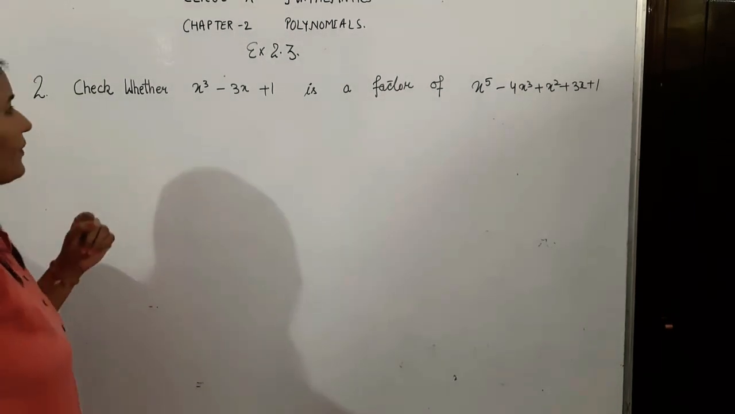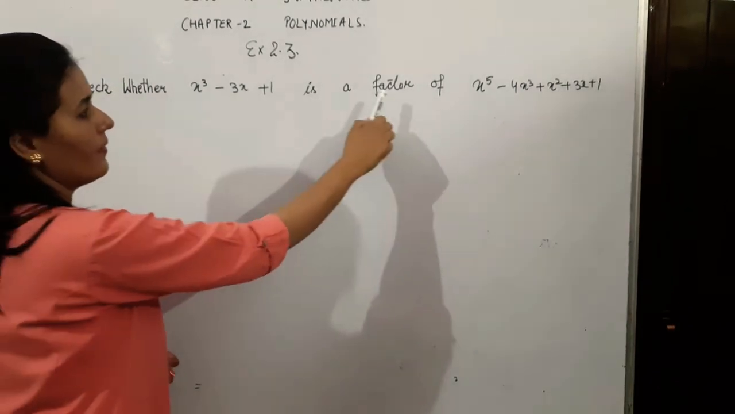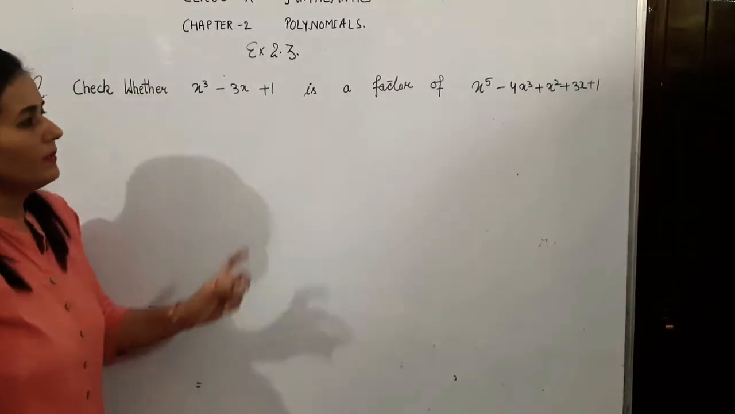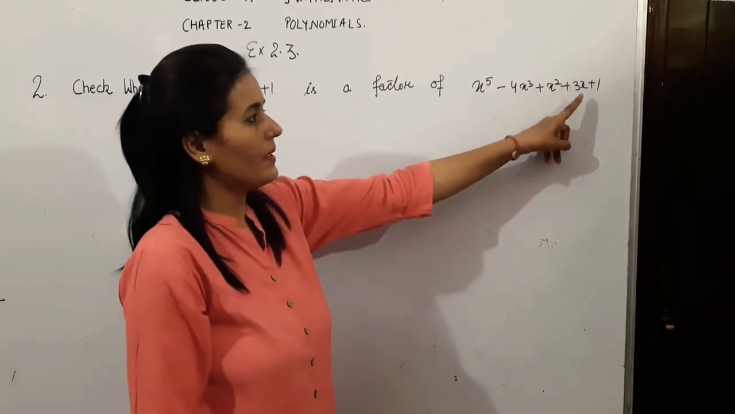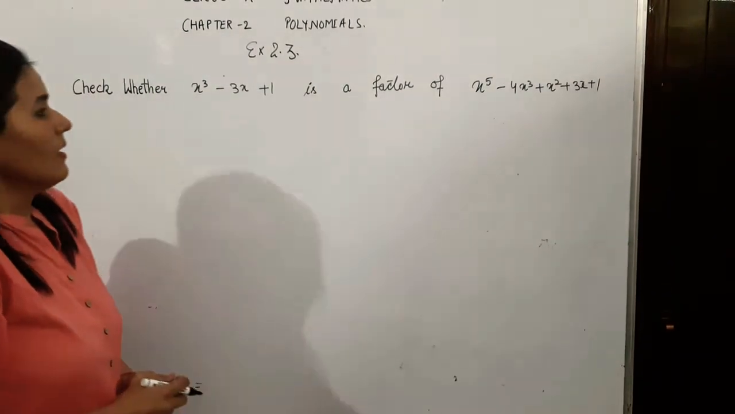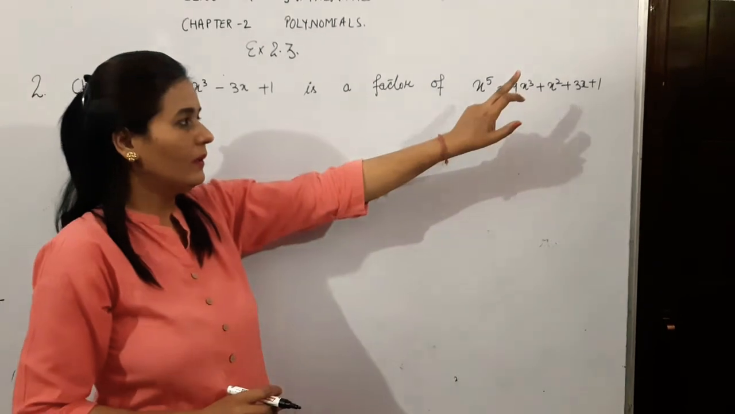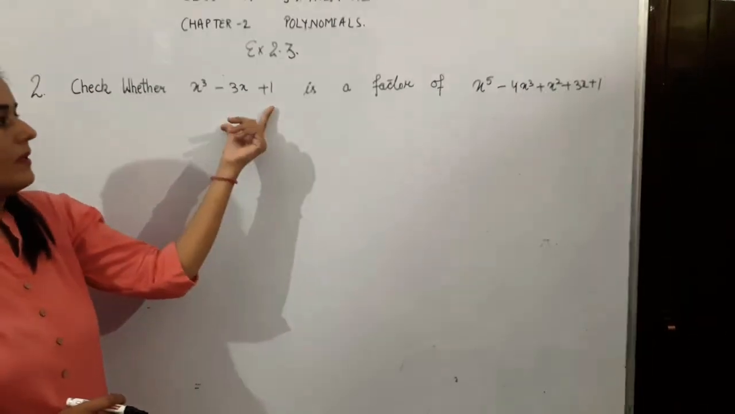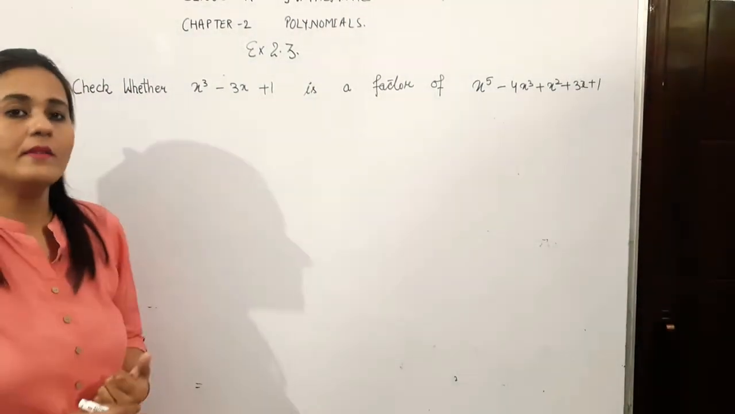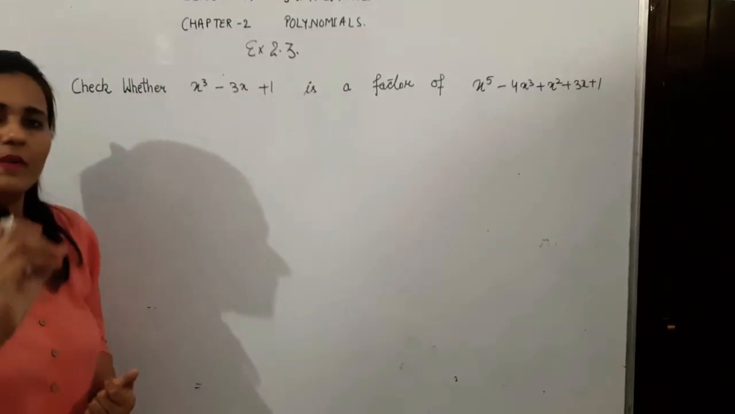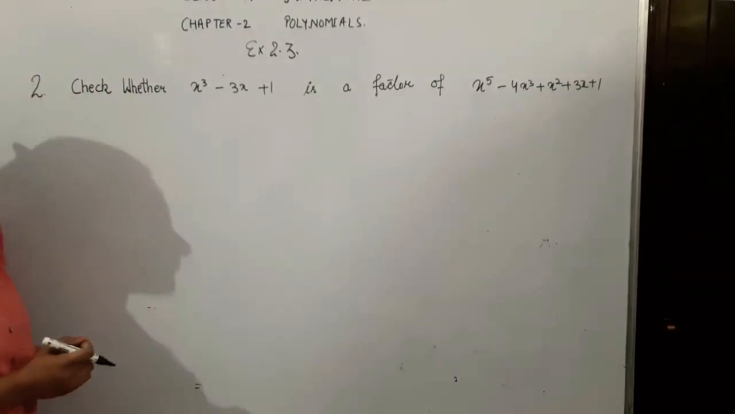Question number 2, we have to check whether x cube minus 3x square plus 1 is a factor of this polynomial. Polynomial is x5 minus 4x cube plus x square plus 3x plus 1. Right? So, this polynomial will be a factor of this polynomial only if this polynomial divided by this polynomial will give you 0 as remainder. Only in case the remainder will be 0 after the division, then we will say yes, otherwise no.